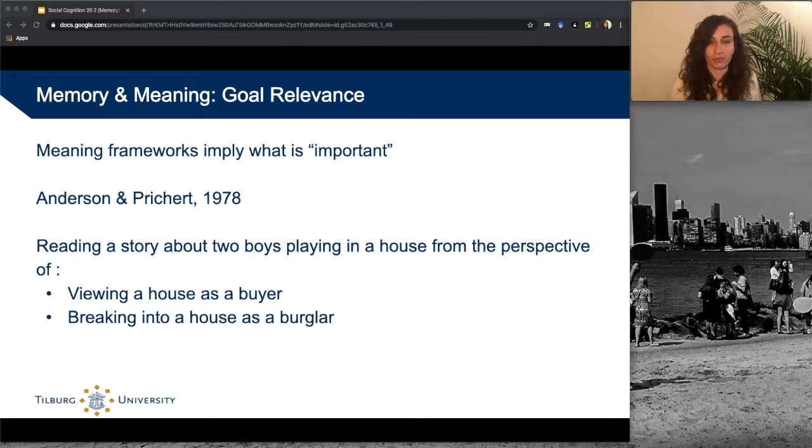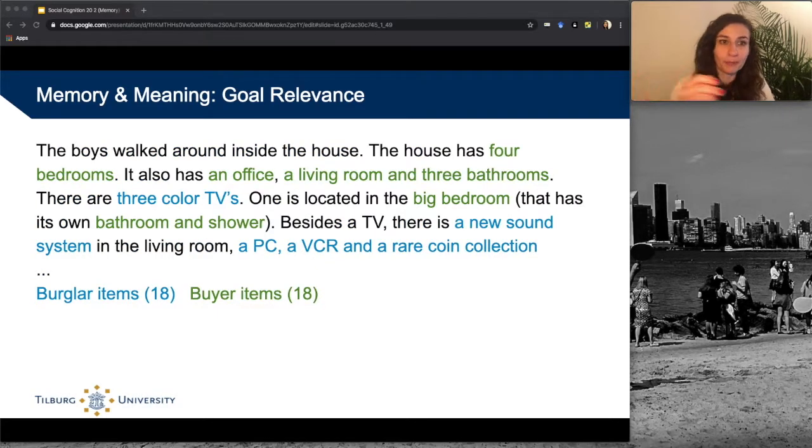creating meaning. Participants here were reading a story about two boys playing in a house from the perspective either of someone who was in the market for buying a house or someone who is in the market for breaking and burglarizing a house. And I want to show you now the story that participants read, and it goes like this. Just for you to note, I have marked some burglar items in blue and buyer items in green. So these are items that are more important for either the burglar or the buyer. So it goes like this.